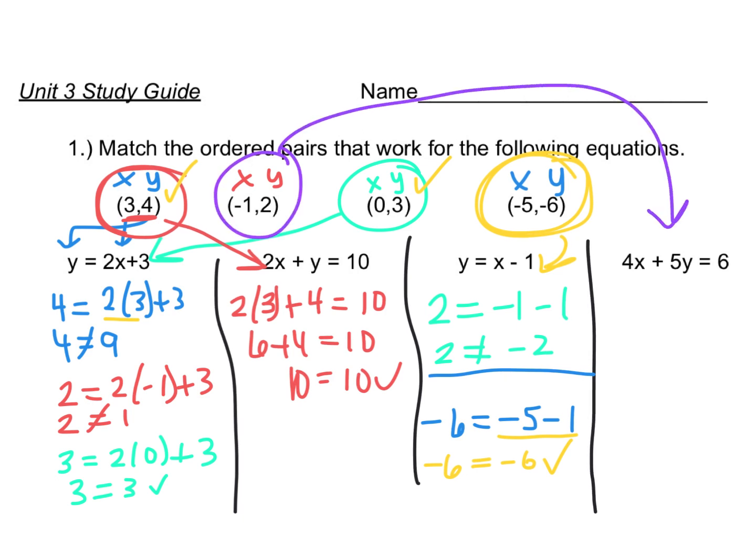Let's prove it. 4 times -1 plus 5 times 2 equals 6. Okay, 4 times -1 is -4 plus 10. Does that equal 6? -4 plus 10? Yes, 6 equals 6. Okay, so we've matched them all up.